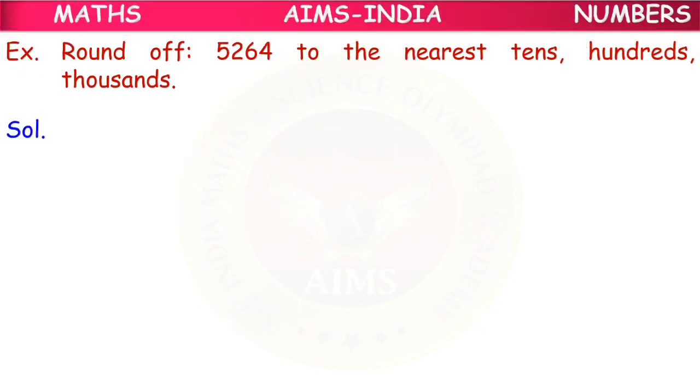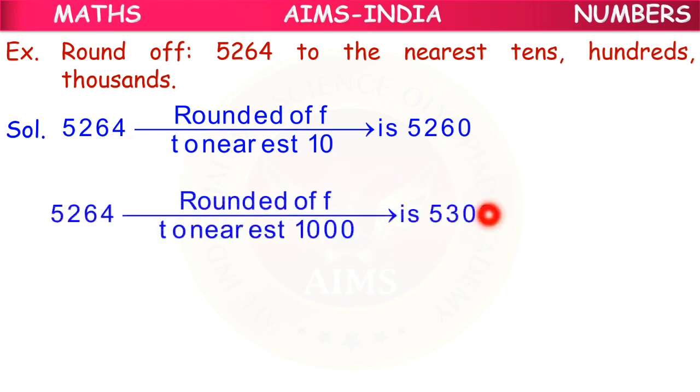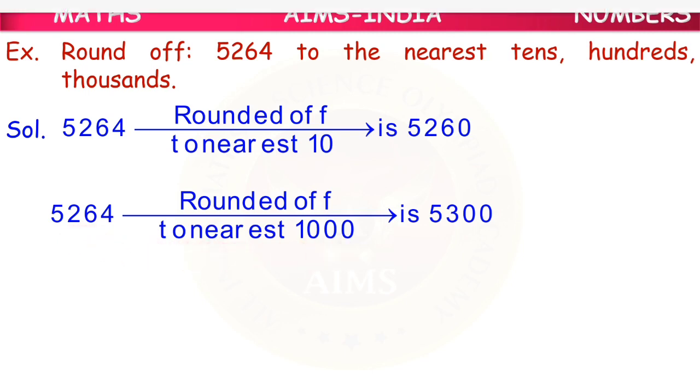Now 5,264. Again rounded off to all the three: tens, hundreds and thousands. Now when we are rounding off to the tens, we are looking at the digit in ones place which is 4. It is less than 5. So the digits remain unchanged. We simply replace 4 with 0. So it becomes 5,260.